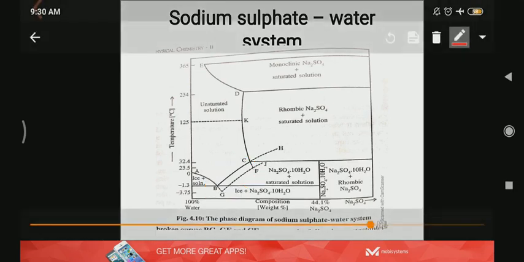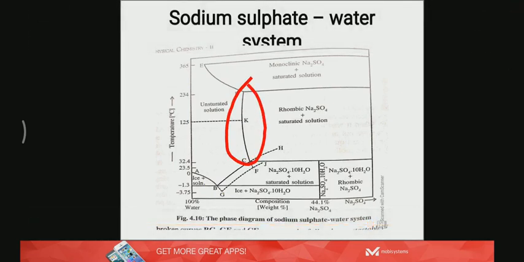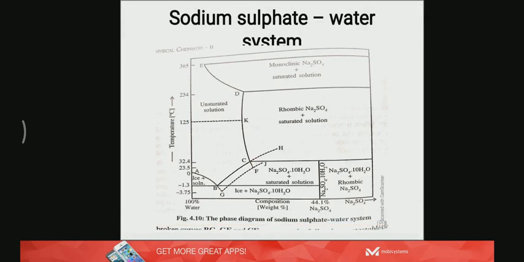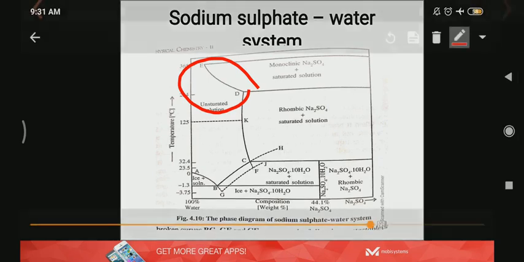Then the third curve is CD, this one. This is the solubility curve of rhombic sodium sulphate, one allotropic form of sodium sulphate, where the two phases in equilibrium will be rhombic sodium sulphate crystal in equilibrium with the solution. And finally we have the curve DE. This is the solubility curve of the second allotrope, that is monoclinic sodium sulphate crystals in equilibrium with the solution.